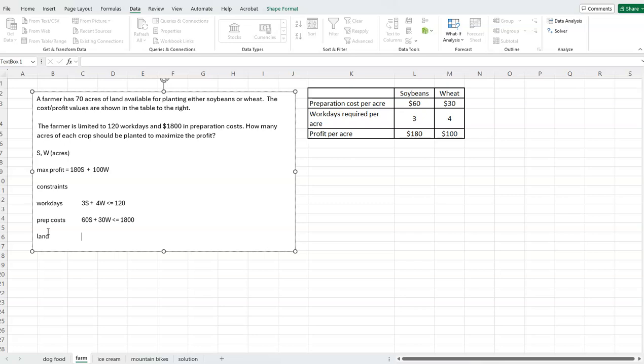Now, what sometimes confuses people is they go, well, gee, for work days and prep costs, it was easy to find coefficients, but what coefficients would you have for land? And the problem is you're making this one more difficult than it has to be. We're planting S and W, right? We're planting soybeans and wheat. And we're talking about acres when we use those variables. So all this really is, our acres of soybeans plus our acres of wheat need to be within 70 acres. In other words, the coefficients are just ones.